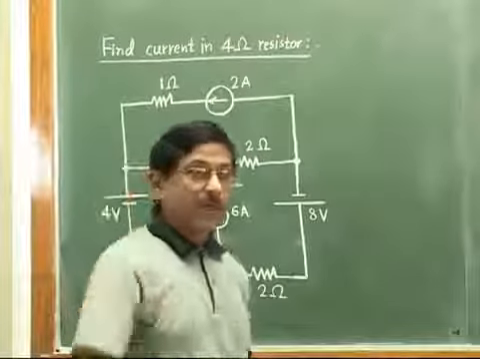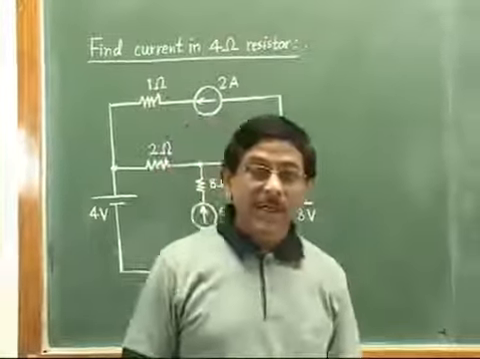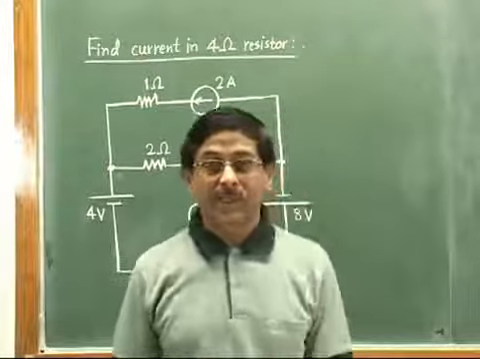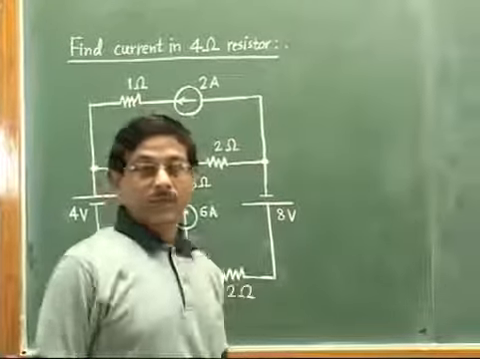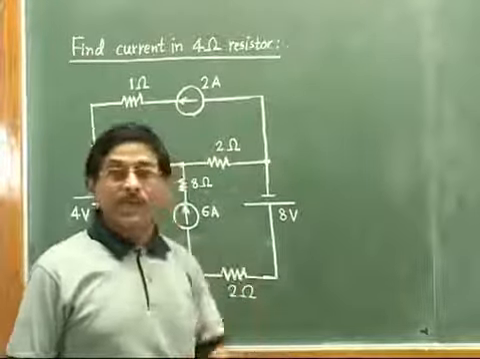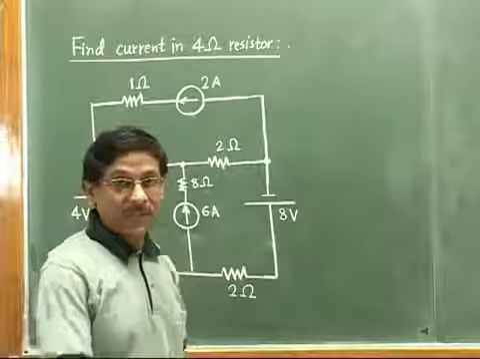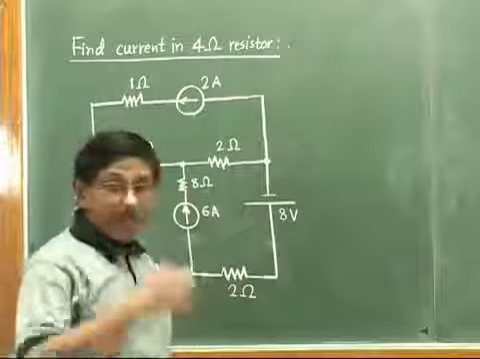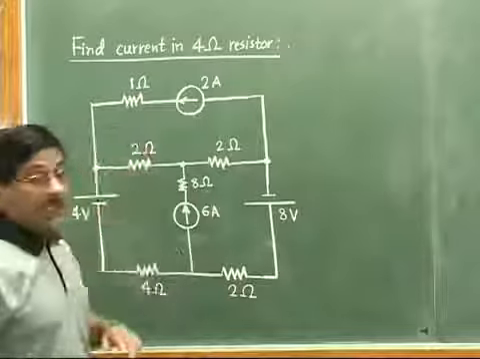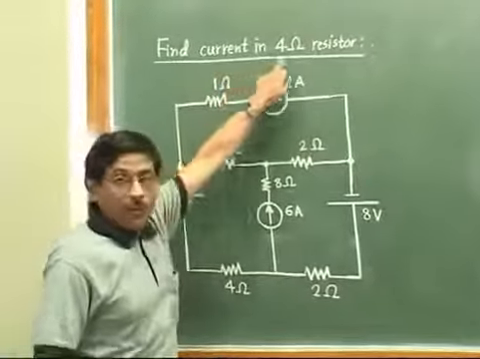Now see, in those earlier videos, there was a problem taken in which there were 3 power sources, but all were the voltage sources. But now let us have some combination of voltage as well as current sources. So this is some problem that we deal first. Now the problem statement is that find current in 4 ohm resistor.